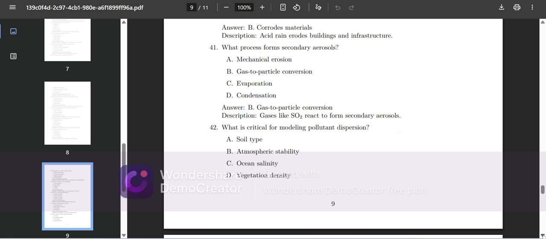Which process forms secondary aerosols? Gas-to-particle conversion. Gases like sulfur dioxide react to form secondary aerosols.